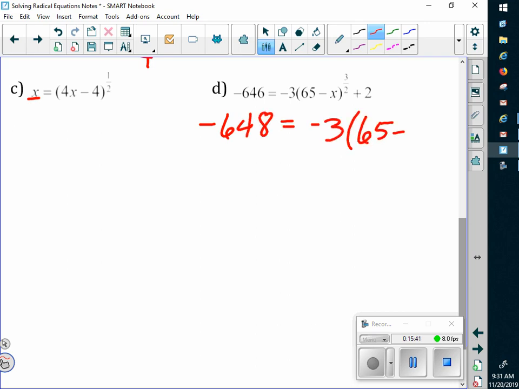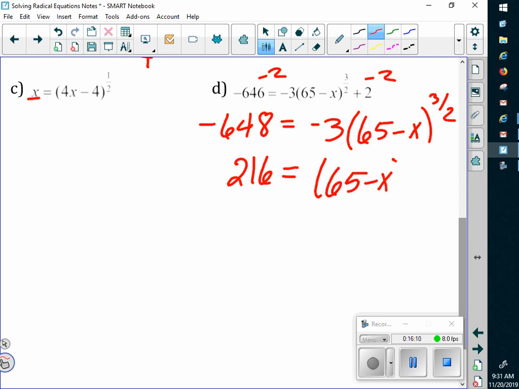Well, raise it to the power. Say it like that. Tell me what this is. Did you subtract 2? Did you do -646 minus this 2 right here? So no, it'd be this 216. 216 equals 65 minus x to the 3/2.